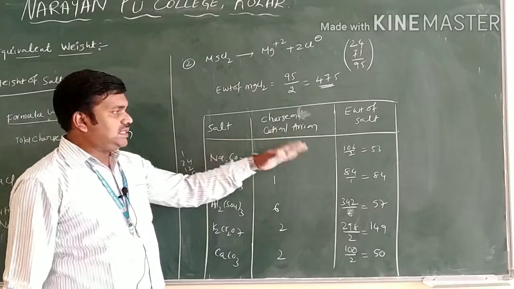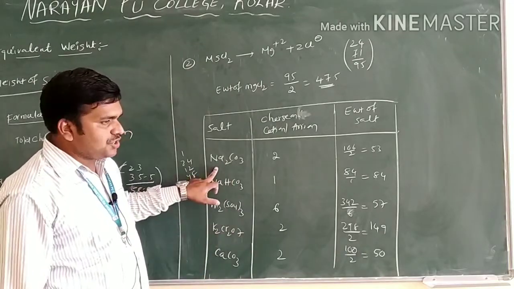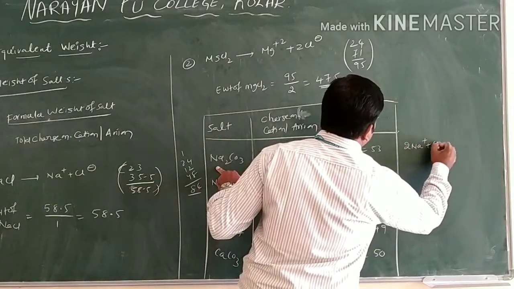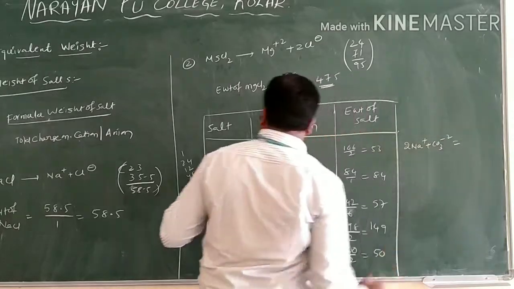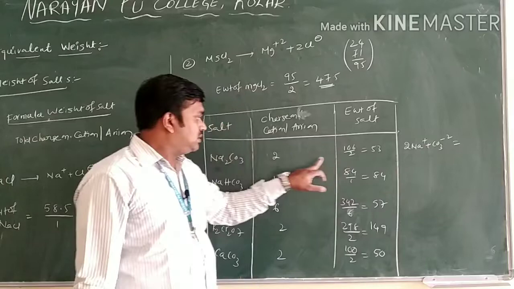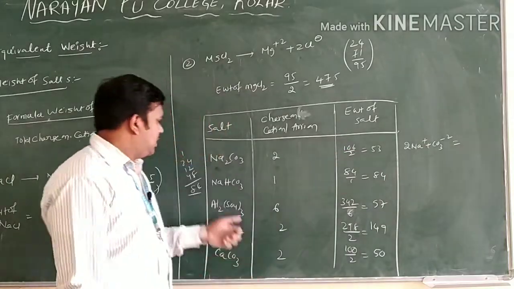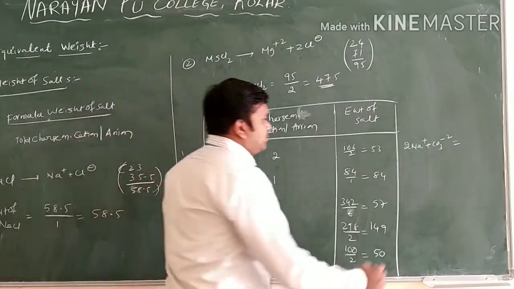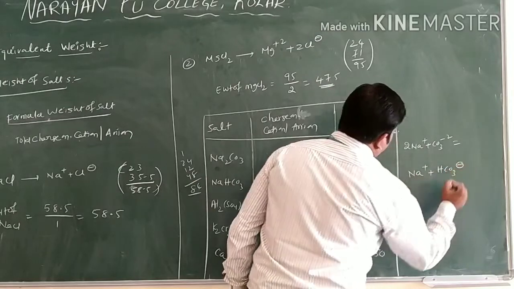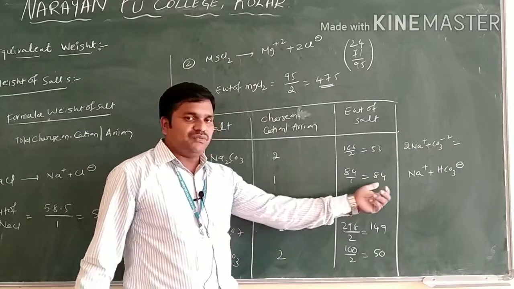Let us see the salts I take here. Sodium carbonate. Sodium carbonate dissociates into 2Na plus and CO3 minus 2. What is the charge you will take? 2 you will take. Its molecular weight is 106 by 2, that is 53. Sodium bicarbonate, NaHCO3. NaHCO3 dissociates into Na plus and HCO3 minus. What is the charge of the cation or anion? That is 1 only. 84 by 1, that is 84.